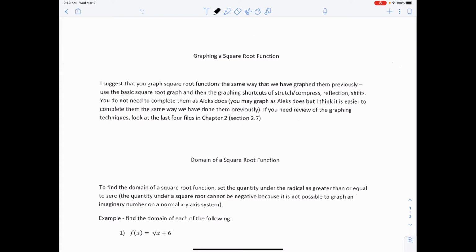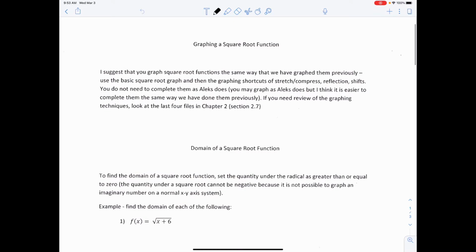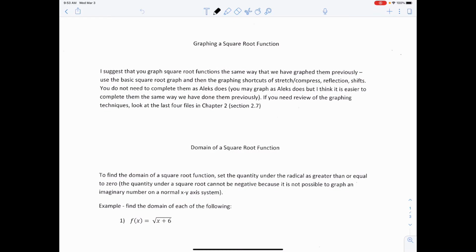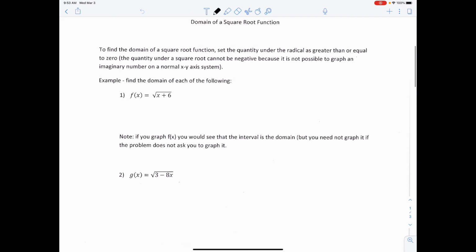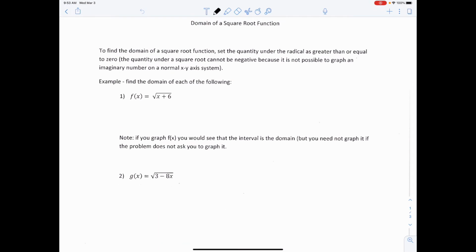Actually, we're not doing much new today, a little bit, but really it's just something we haven't done for a while. Okay, so we're going to look at square root functions, square root graphs. First thing I'm going to show you is how to find the domain of a square root function. What you do, and we're just talking about square roots, we're not going to get into cube roots, fourth roots, or anything else, is the quantity under the radical must be greater than or equal to 0.